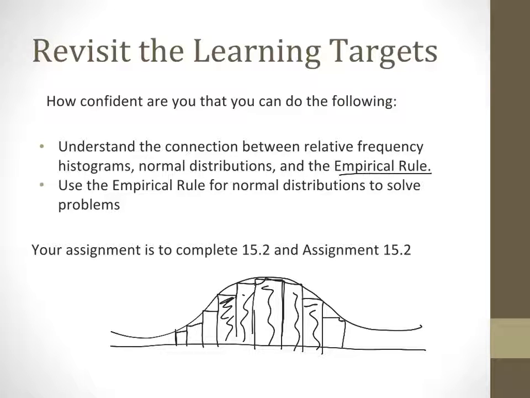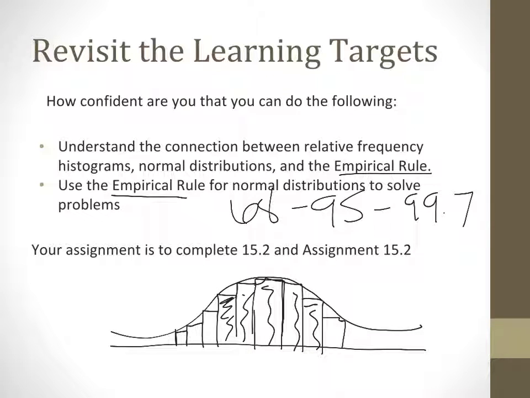And then the next thing you should be able to do is use that empirical rule, the 68, 95, 99.7 rule, to say that between a certain given number of standard deviations, there's this much data.